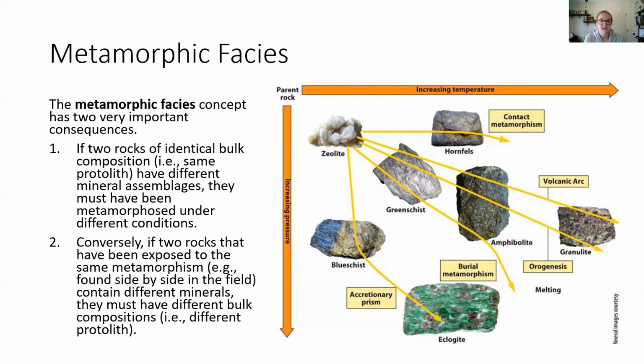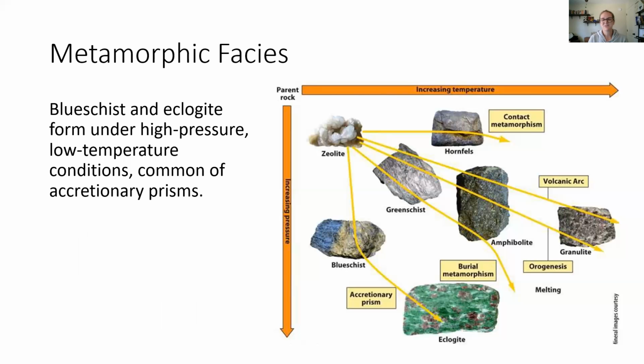So let's say you find two rocks side by side. Because they're side by side, obviously they've undergone the same processes, they were in the same environment, but they have different minerals inside of them. Well, then you know they started off as two different rocks. Maybe one was a limestone turned to marble, and the other was, say, a shale turned to a hornfels, but both underwent contact metamorphism.